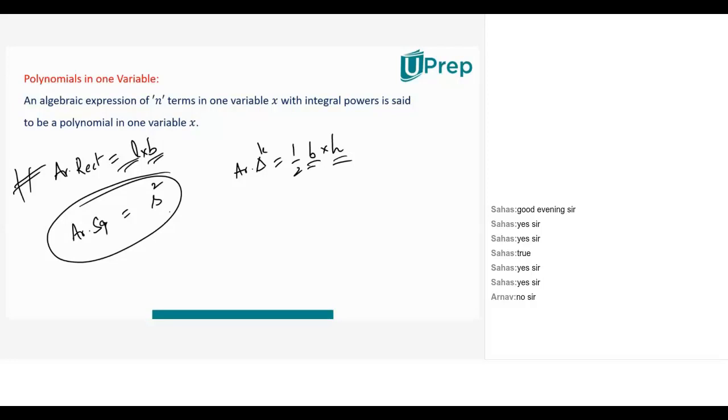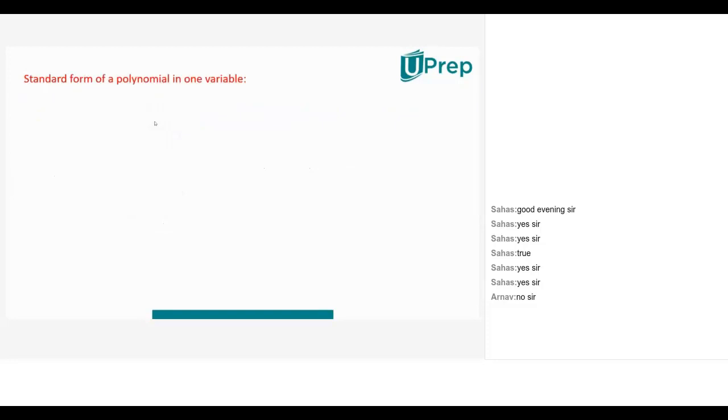Such a polynomial having only one variable is called a polynomial in one variable. So what should we call it if we have two variables, x and y? Polynomials in two variables, polynomials in three variables, right?